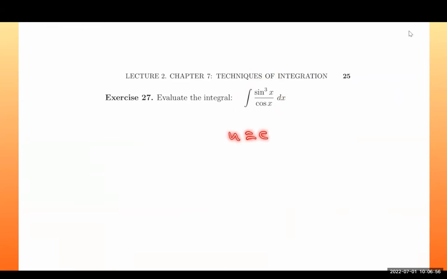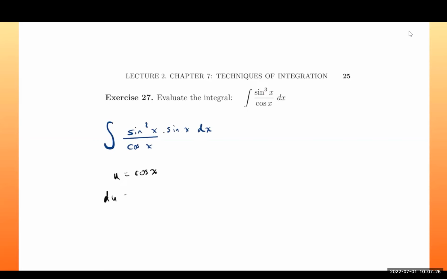So what I'm inclined to think is that u would be cosine, and then we save a sine, so when you differentiate, you'll have that sine, and then you can substitute. This is what I mean. Let's rewrite this integral as sine squared, and then we'll save a sine x for the side, and on the bottom it'll be cosine x. And of course we have dx. So this is what I meant.